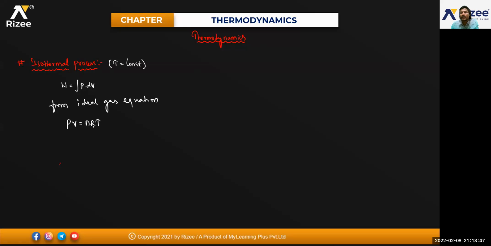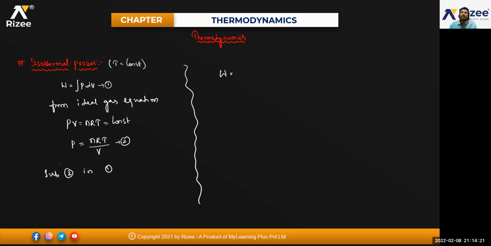n is a constant, R is a constant, temperature is also constant. So I can write PV is equal to a constant. So P is equal to nRT divided by the volume. Okay, now substitute. I'm taking this one as equation number 1 and this one as equation number 2. What you do is substitute 2 in 1. So what will I be getting if I substitute 2 in 1?